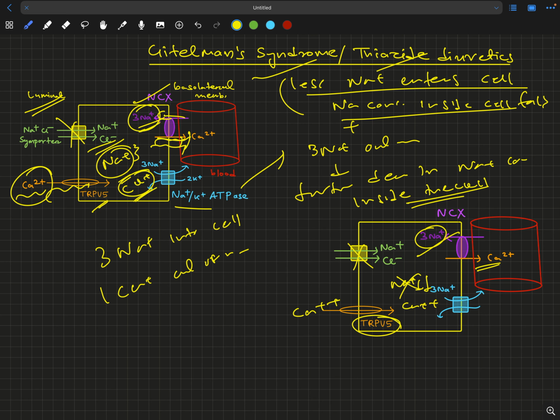Now if the intracellular calcium is decreased, look at the luminal side, we have calcium there. Another important channel is called the TRPV5 channel. It is a calcium channel. Its function is to allow calcium to enter the cell from the urine.